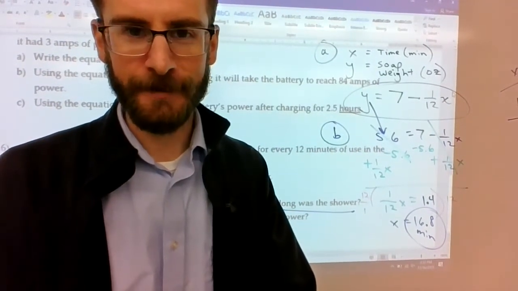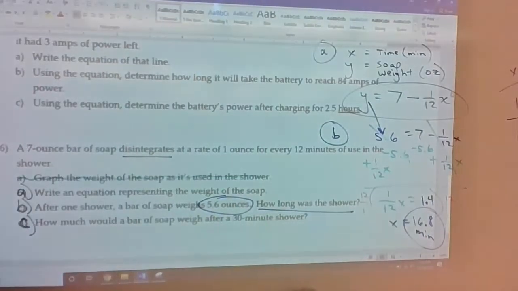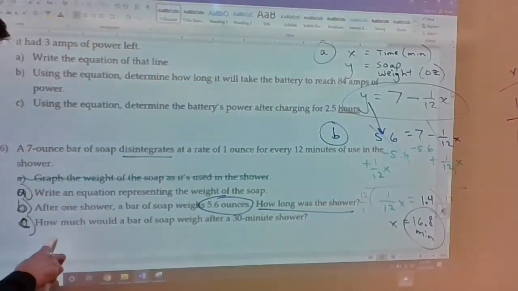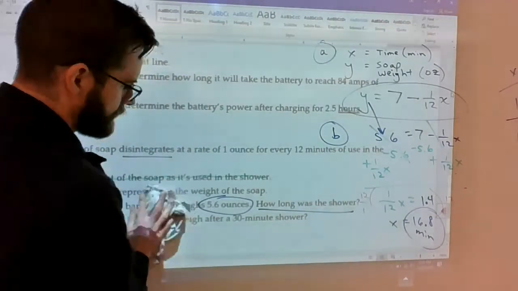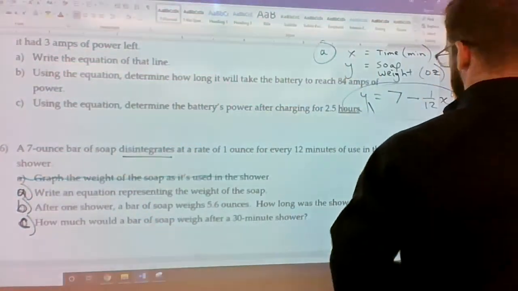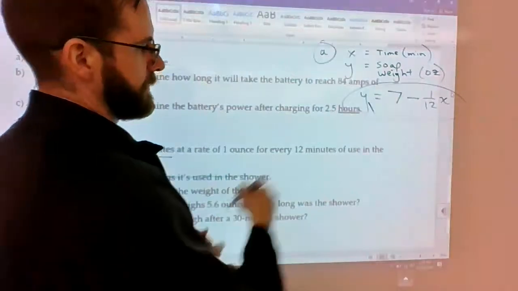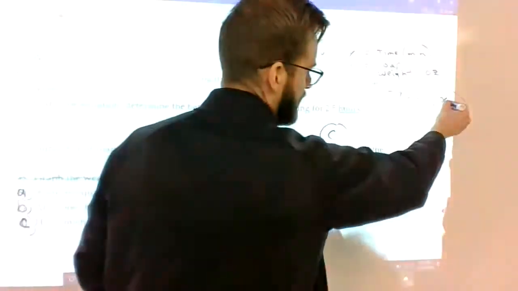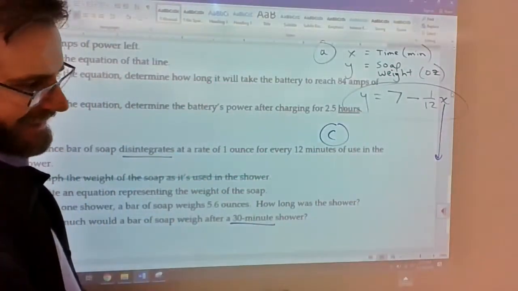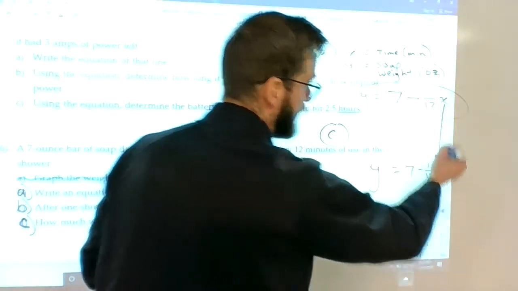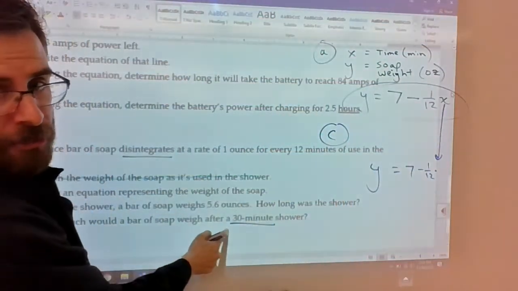Okay, part C, last one. How much would a bar of soap weigh after a 30-minute shower? 30 minutes. Well, I would use the same equation up here for part C. 30 minutes is an x value. That means I'm taking the x out and plugging in 30 in its stead. So it's going to be y equals 7 minus 1/12, not times x, times 30.